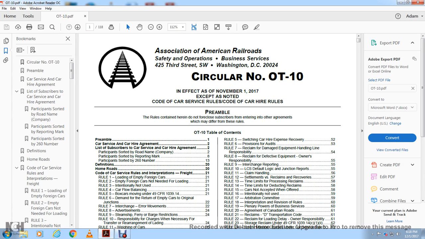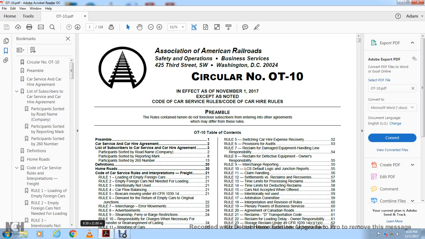Preamble: the rules contained in here do not foreclose subscribers from entering into other agreements in which they may differ from these rules. Preamble: car service and car hire agreement, list of subscribers to the car service and car hire agreement, participation, road name, reporting marker, and number. Definitions: home road, code of car service rule interpretations. Rule 1, load of empty foreign cars. Rule 2, empty foreign cars not to be loaded.